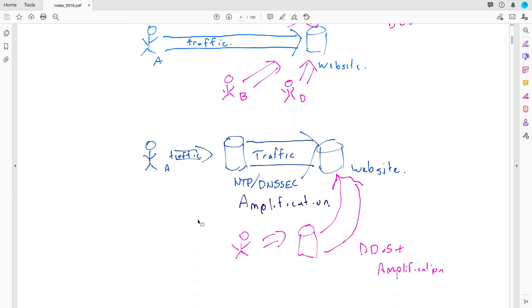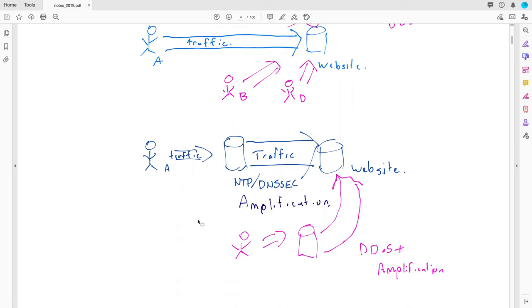So I could reflect it. If I want to take down Carol's computer, I just go to Bob and say, what time is it? What time is it? What time is it? And Bob says it's 1924, 1924, 1924 to Carol. Okay? But basically, as fast as I can ask Bob for the time, that's as fast as Bob is going to hit Carol with traffic. Okay, so I might as well just send traffic to Carol directly. It's not helping me to route it through Bob.